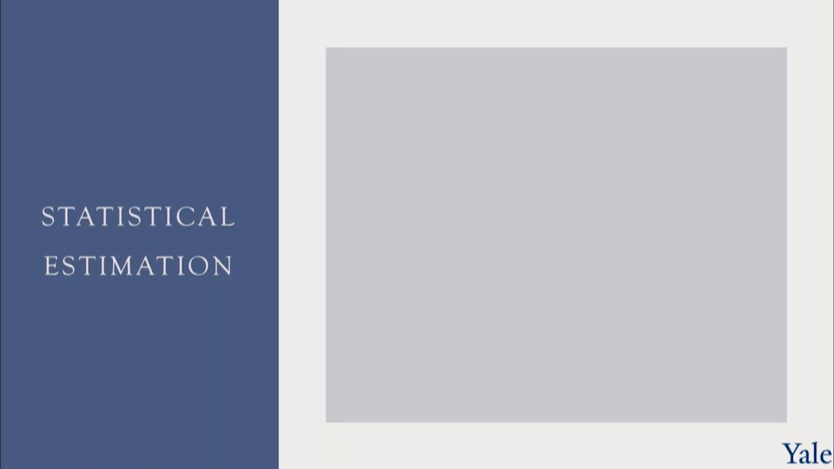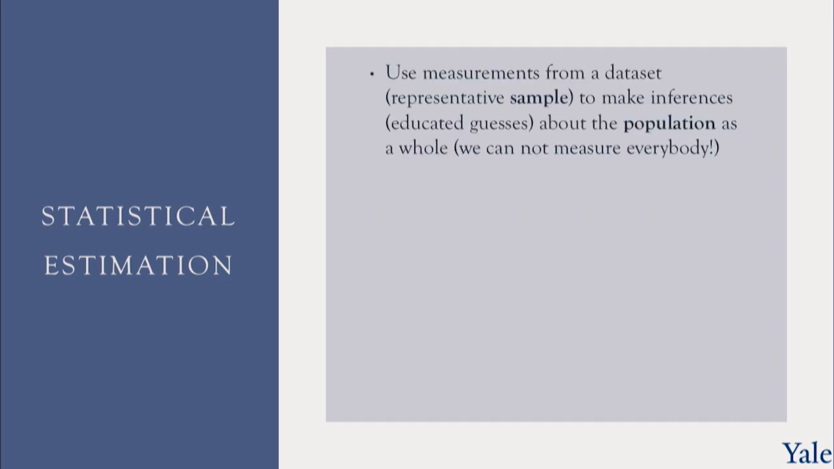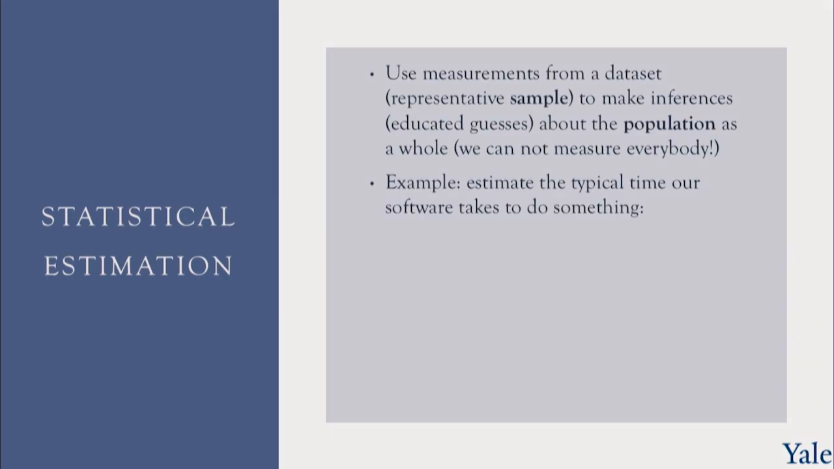So this leads us to a process of statistical estimation, this concept of estimating values. We use measurements from a data set, a representative sample, as we discussed before, to make inferences, educated guesses about the population as a whole, because we can't really measure everybody. The example here is we estimate the typical time our software takes to do something, okay? The population here is every instance at which our software is going to run. The sample is the number of measurements we make.